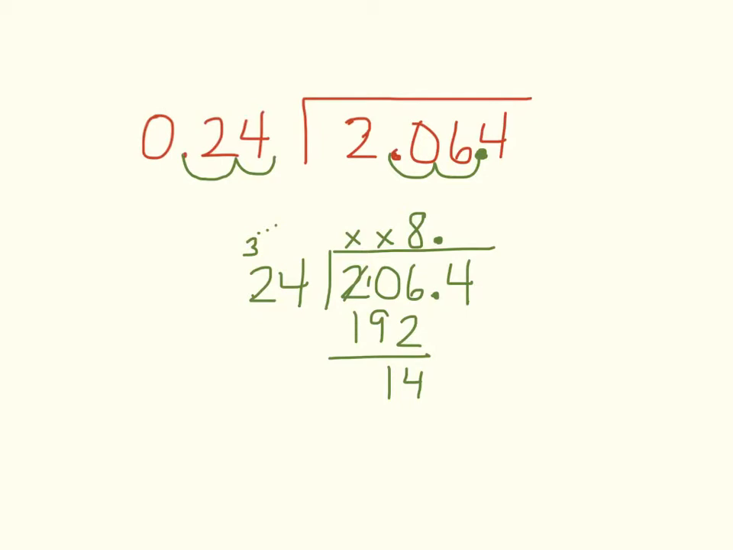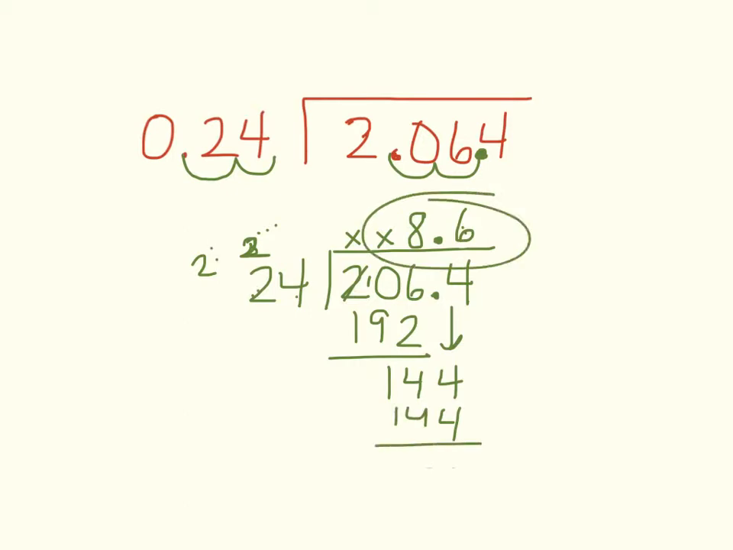14 is less than 24. I can bring down my 4. And once again, if I think of quarters, 4 quarters is $1. 5 quarters is $1.25. So I have 5 times 4 is 20. 5 times 2 plus 2 is 12. And I get exactly 24 as my remainder, which now I know I only have to go up 1, and it's going to get exactly right on. So if I go up to 6, 6 times 4 is 24. 6 times 2 is 12, 13, 14. And then I get my answer.